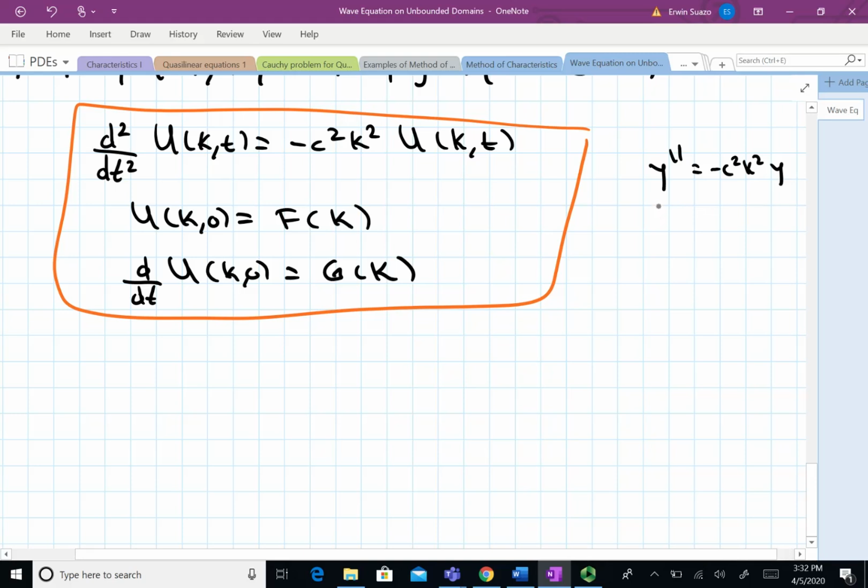and forget about the k. The k is just a number. So you just put y(0) equals F(k), and F(k) is a number, and y'(0) equals G(k). Okay, so this is just what we need to solve. But we're more familiar with this, right? Because we know how to solve this one. We have done it many times.